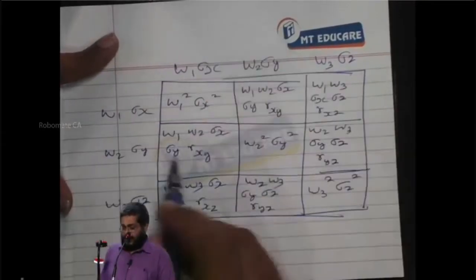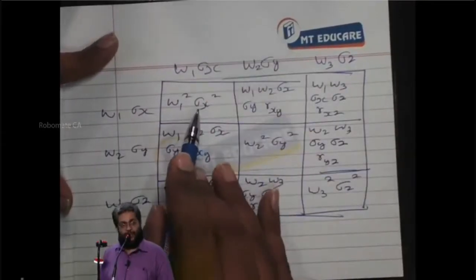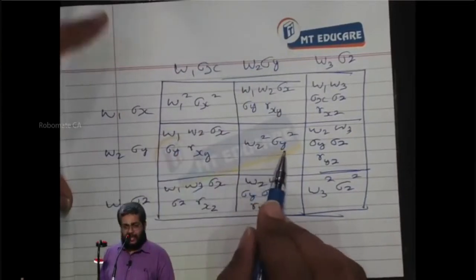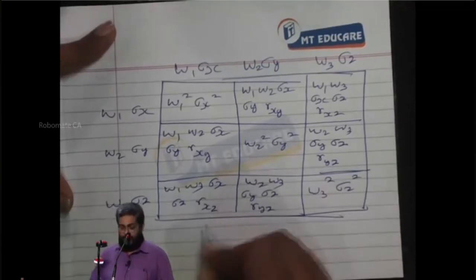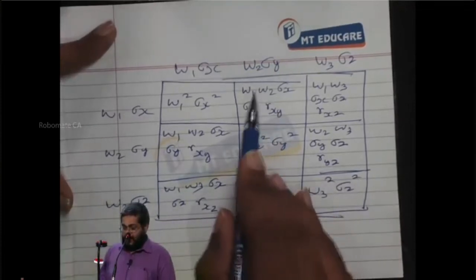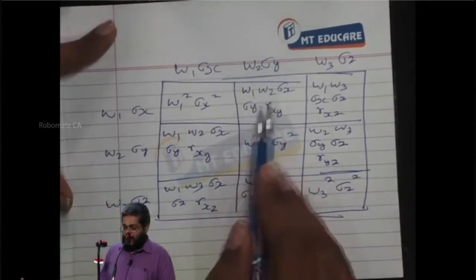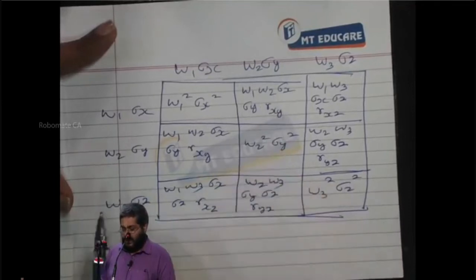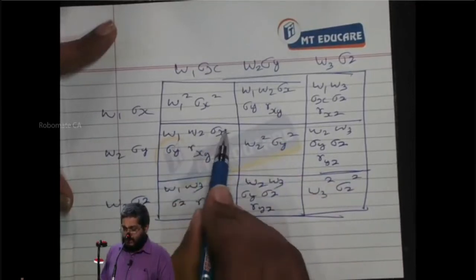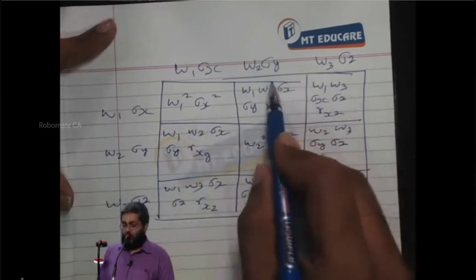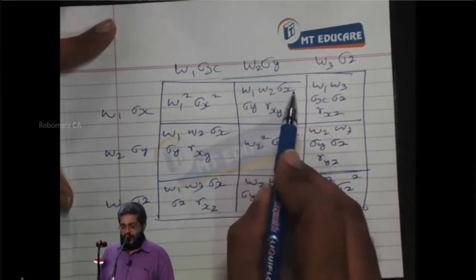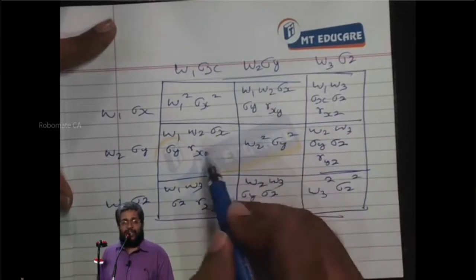Now, let us see. W1 square sigma x square plus W2 square sigma y square plus W3 square sigma z square. Yes or no? Now, plus here one W1 W2 sigma x sigma y correlation of x and y. There is another W1 W2 sigma x sigma y correlation of x and y. If I add both, I will be getting what? 2 W1 W2 sigma x sigma y correlation of x and y.